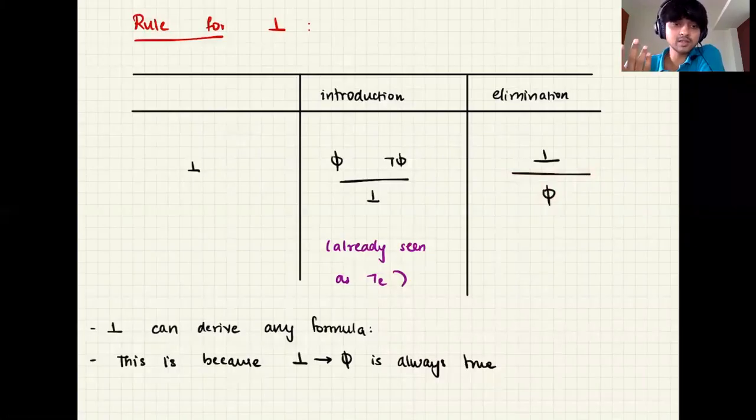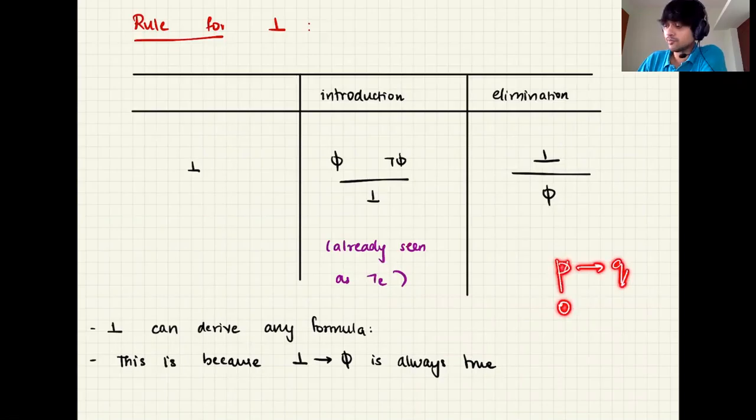The intuition is that bot implies phi is always true. If you look at the truth table of P implies Q, when P is false, this implication is always true. So instead of P, if I use the symbol 0, which is exactly bot, this means that this implication is always true. Bot implies any formula is true. So if at some point you have derived a bottom, then you can derive anything.